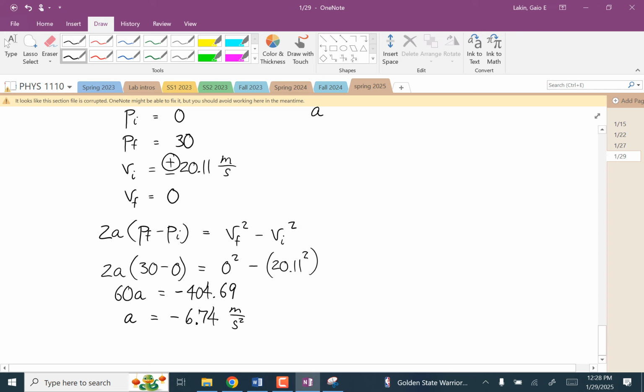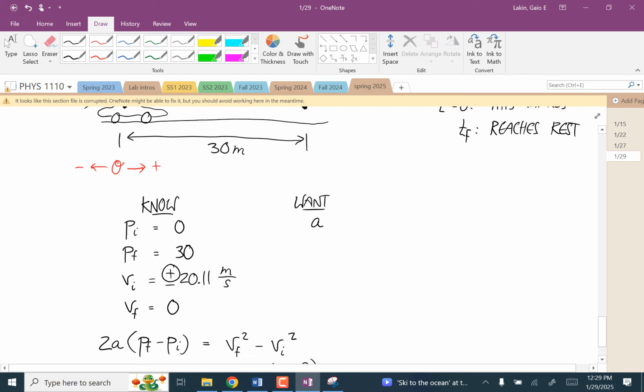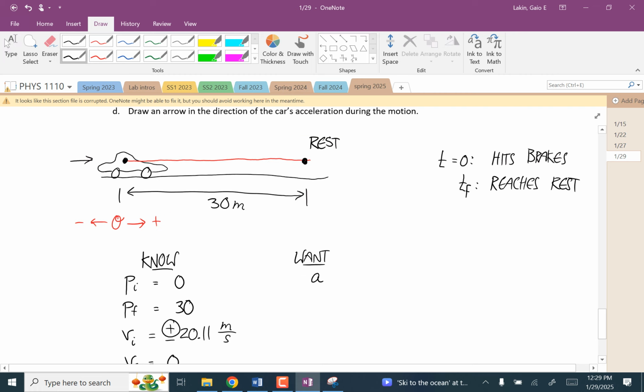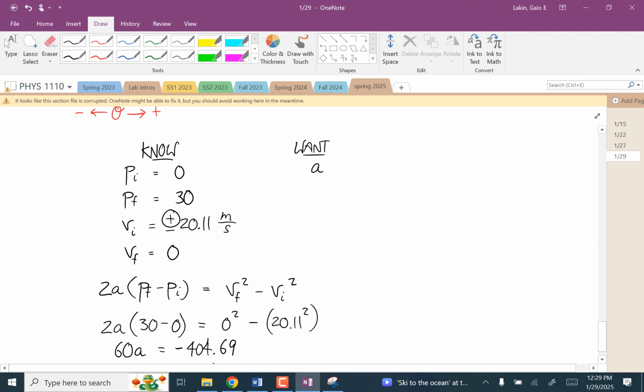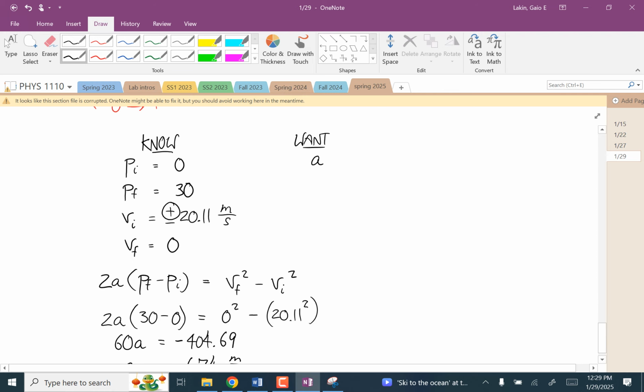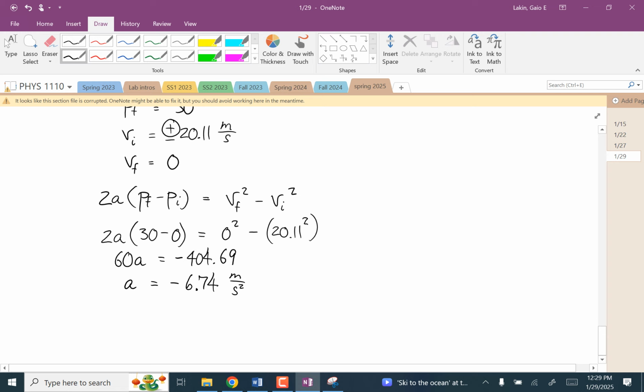Okay, so let's think about whether that makes sense. Our acceleration is negative. What direction is our velocity during this motion? What's the sign? Positive. So velocity and acceleration having opposite signs means it's slowing down. Does that make sense with what's physically happening in this problem? Yeah, so that's good. And if I had not noticed that I missed that negative sign, that's where I would have caught it. I would have gotten an answer of positive 6.74. I would have then compared that to my velocity and said, that means it's speeding up. That's not how this is happening.